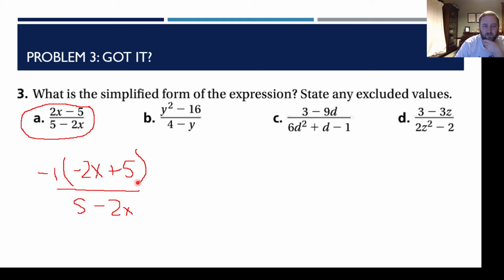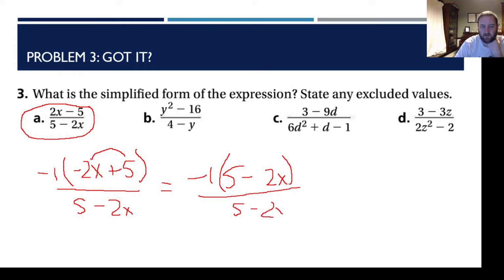Negative 2x plus 5 is basically the same as 5 minus 2x, just written differently, right? So if I were to flip these two around, it would be negative 1 times 5 minus 2x, just by flipping those numbers around, over 5 minus 2x. These then can cancel out, which leaves negative 1 over 1, or just negative 1.